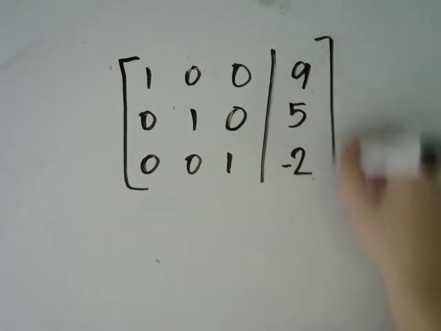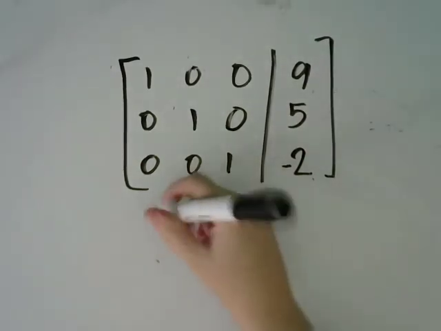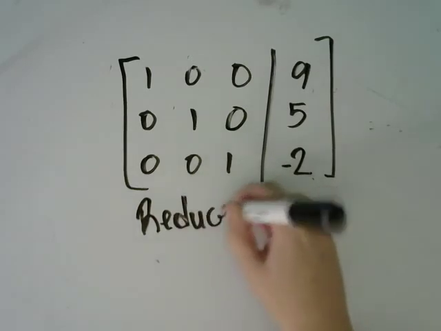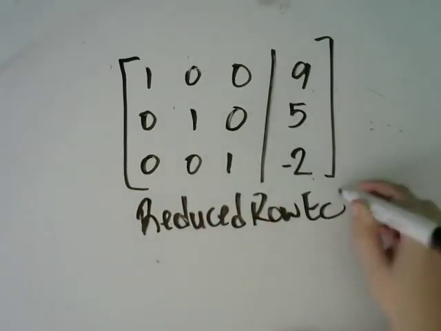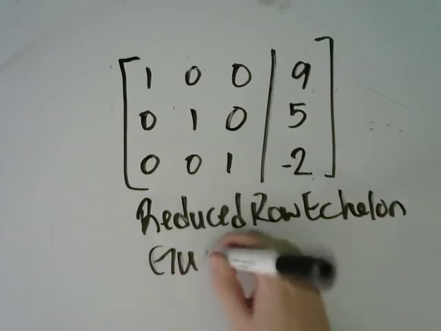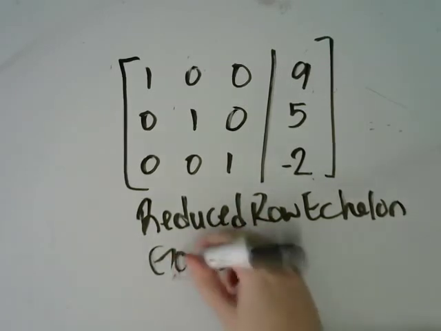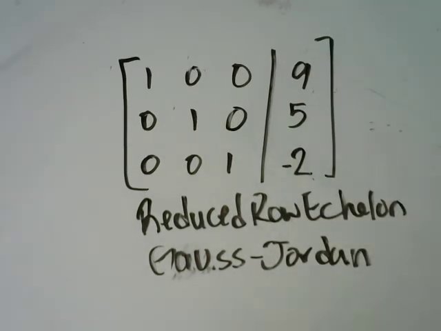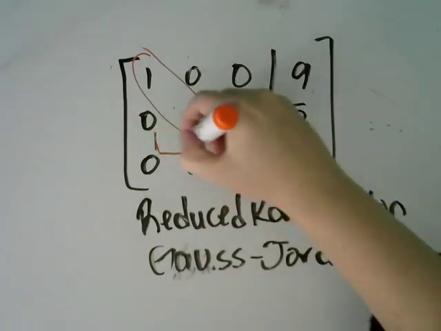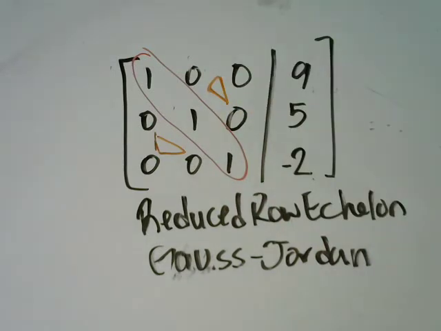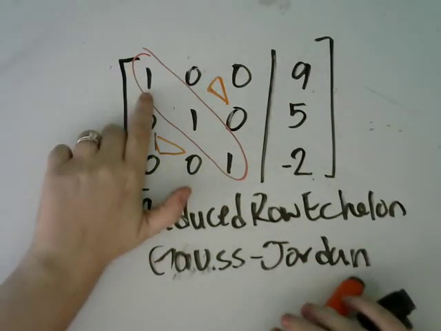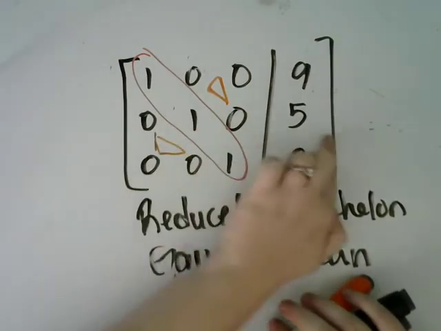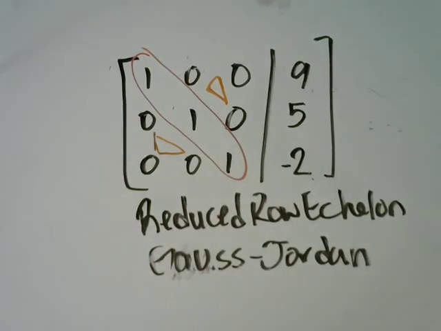5, negative 2. And so this is called reduced row echelon form, or it's also referred to as Gauss-Jordan elimination. And in this one, we still have 1s on the diagonal. However, we have 0s both below and above. And so this is the type of elimination we'll be utilizing in our class, because in this format, we get one variable, one answer, one variable, one answer, one variable, and one answer.